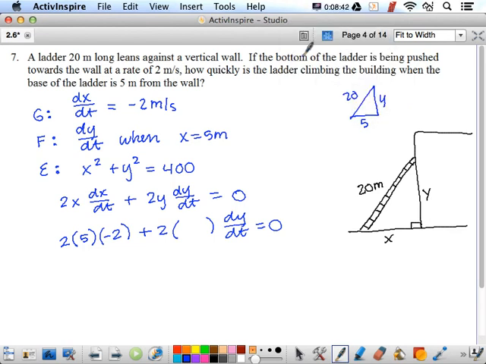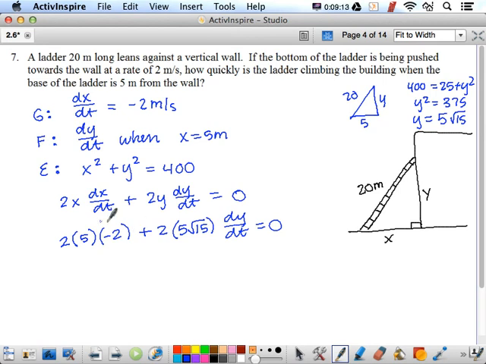From this situation, we know that this has to obey the Pythagorean theorem, so 400 has to equal 25 plus y squared. That would mean y squared is 375, and y would be the square root of that, or 5 square roots of 15. It is important to keep things exact until the very end. So we'll plug in 5 square roots of 15 right here, and then we will solve this for dy dt. We'll just clean it up algebraically.